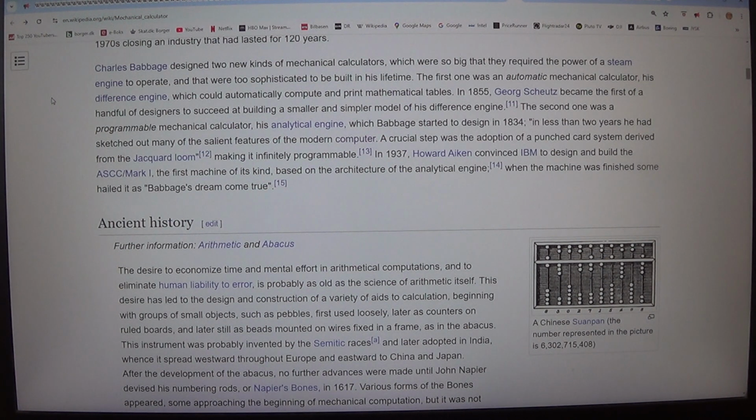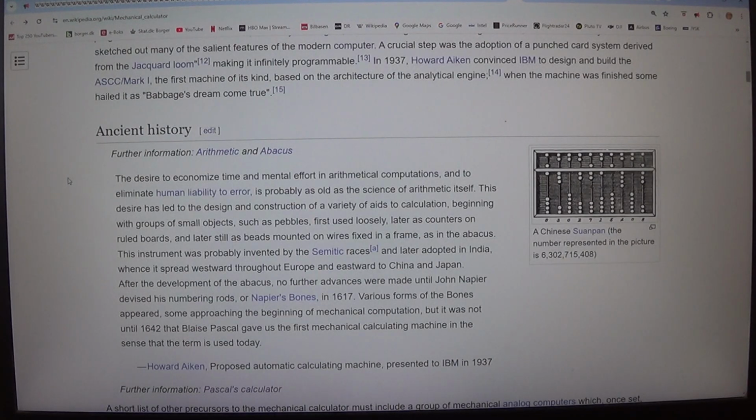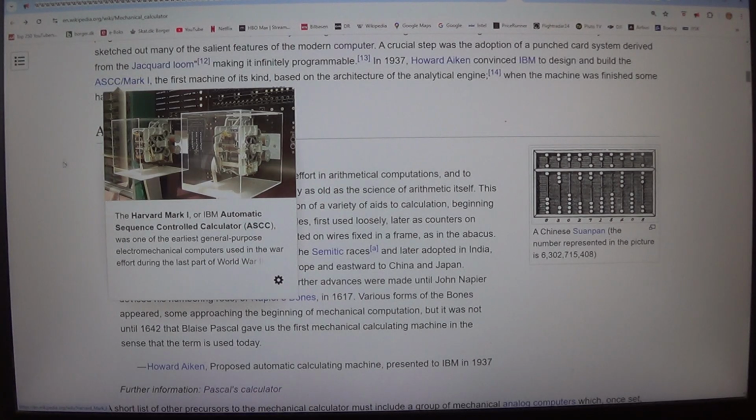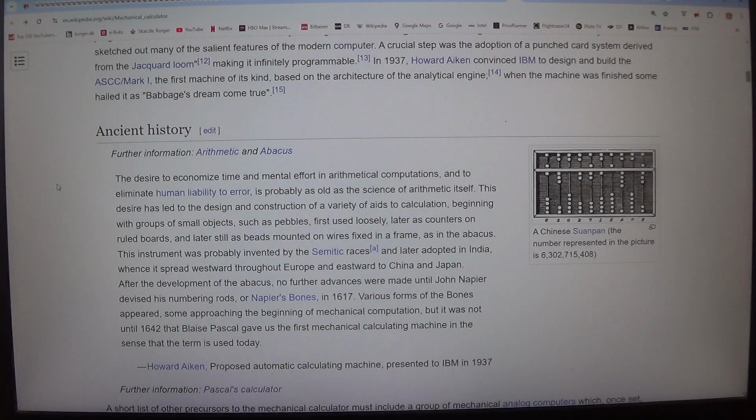A crucial step was the adoption of a punched card system derived from the Jacquard loom, making it infinitely programmable. In 1937, Howard Aiken convinced IBM to design and build the ASCC/Mark I, the first machine of its kind, based on the architecture of the analytical engine. When the machine was finished, some hailed it as Babbage's dream come true.